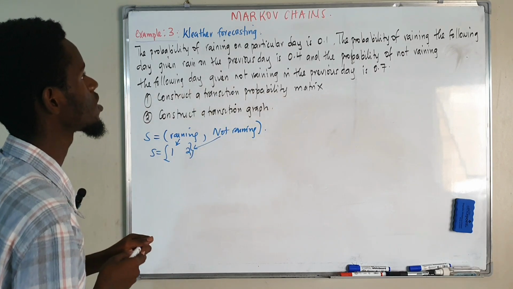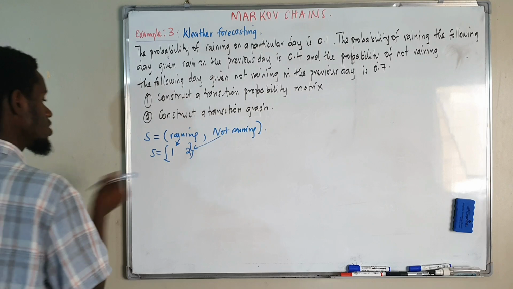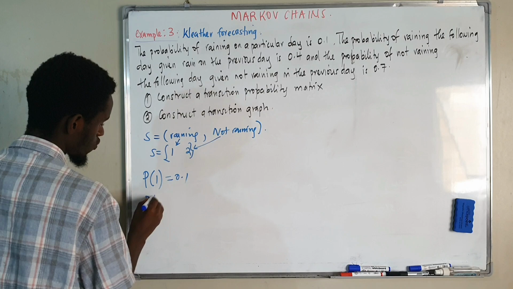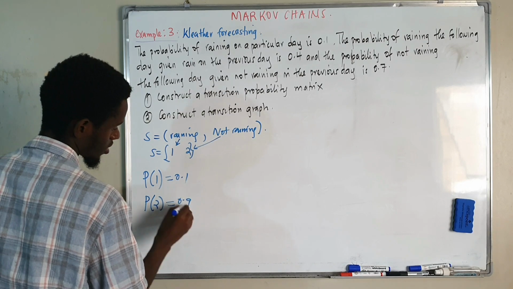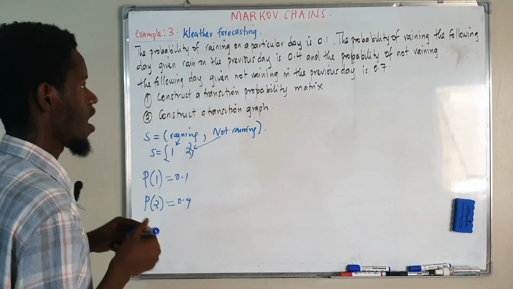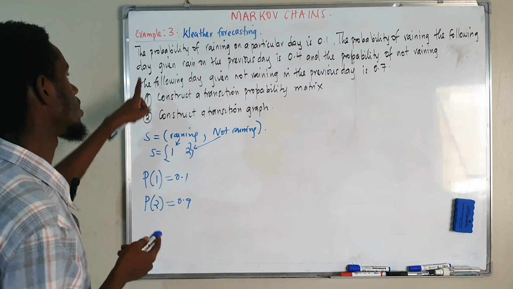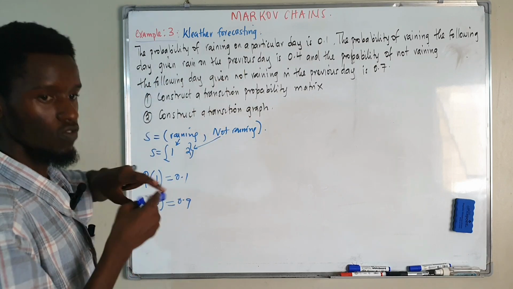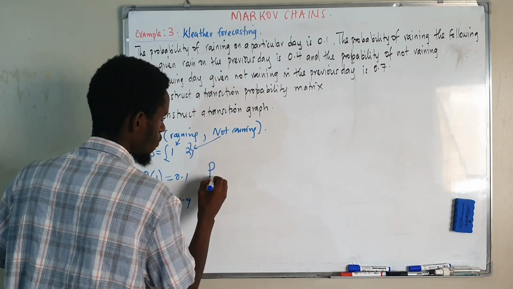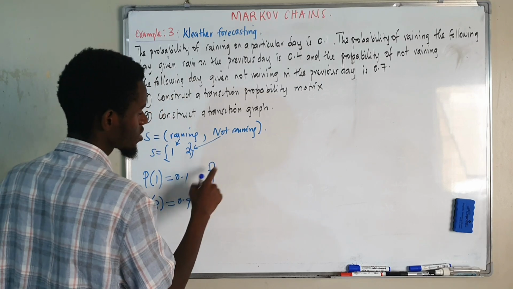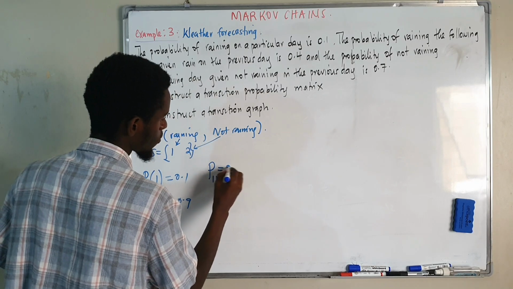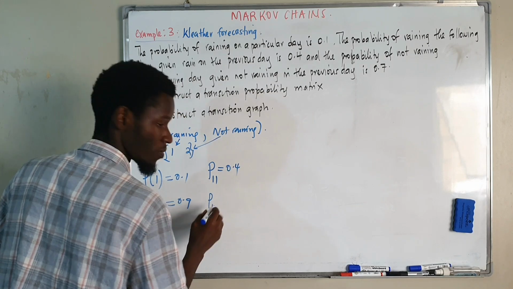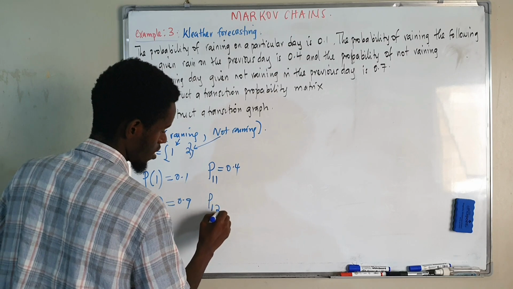They said the probability of raining on a particular day is 0.1. Therefore, the probability of not raining on a particular day is 0.9. Now they say the probability of raining the following day, given raining on the previous day, is 0.4. Therefore, the probability of not raining the following day, given it rained the previous day, is 0.6.